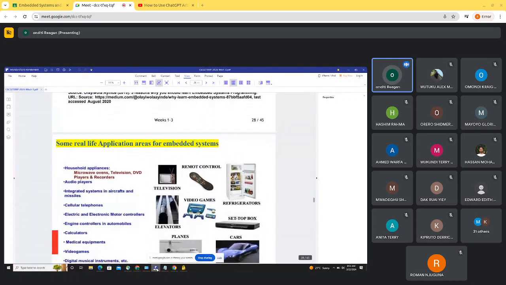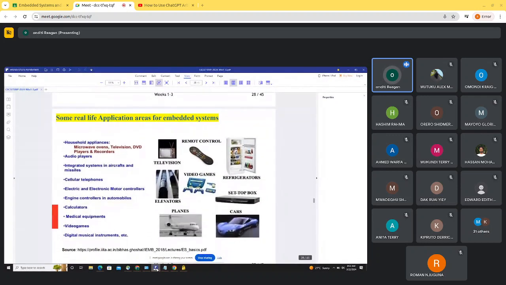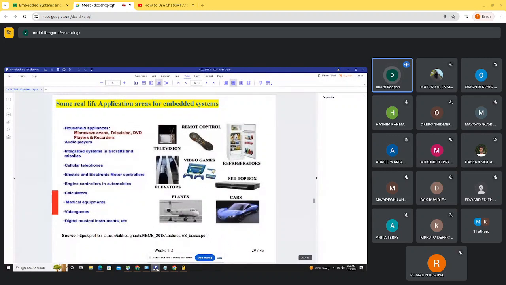Some of the real life application areas for embedded systems, as we saw in our previous class, are home appliances, audio players, integrated systems in aircraft and missiles, and cellular telephony. Cellular telephony is an area where embedded systems, AI and machine learning are actually being used. The Internet of Things is seriously being used in cellular telephony today. Then electric and electronic motor controls, such as engine controllers in automobiles.